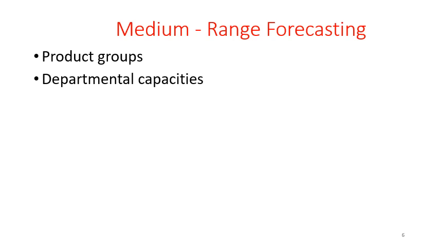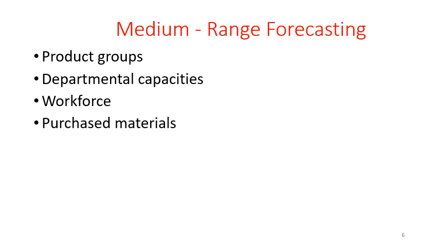So medium range, again, the terms long range, medium range and short range refer to the time horizon as well as specific duties. See, for example, here in medium range, it becomes more specific now, narrows down. It narrows down to departmental capacities. Similarly, workforce, depending upon the workforce required. The purchased materials, these are some examples. Purchased materials, inventories, again the raw materials, the work in progress, the finished goods.